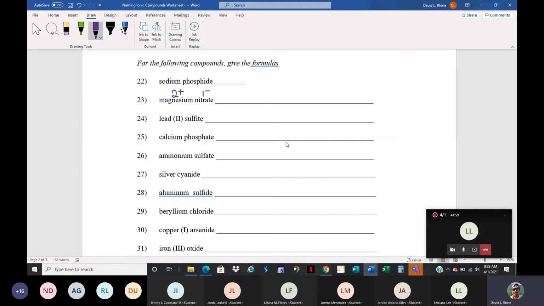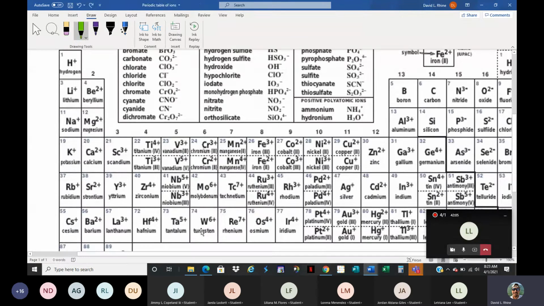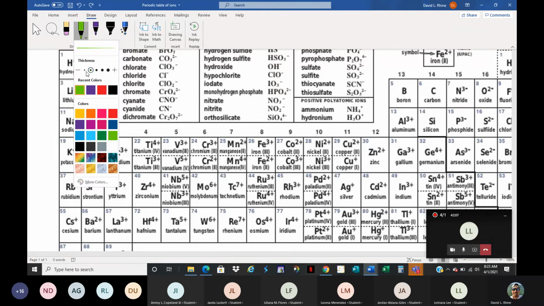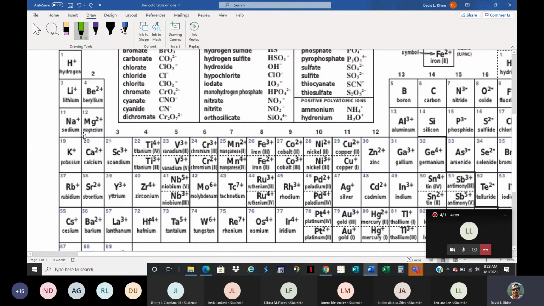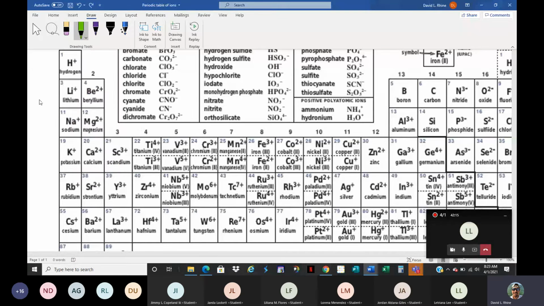But nitrate's a polyatomic ion. Now I'll go to my table of ions and show you how I determine this. Okay, I already got it. Here's magnesium. And nitrate is right here. That's NO3-.